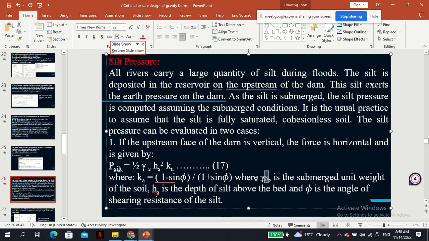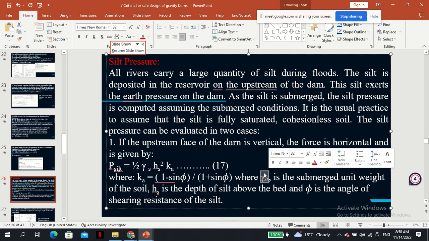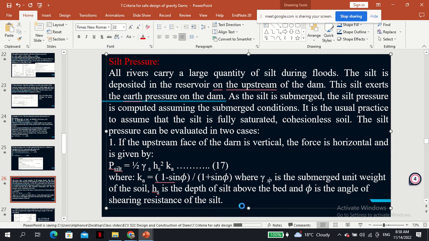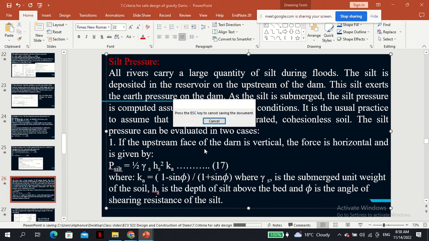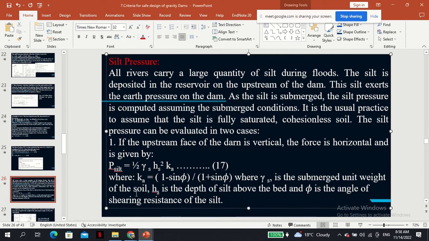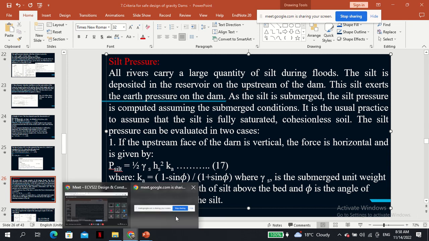Okay, let's copy this one. So this is the same idea of the lateral earth pressure, and of course Hs is the depth of the silt above the bed, and phi is the angle of shear resistance, or the angle of friction, of the silt.